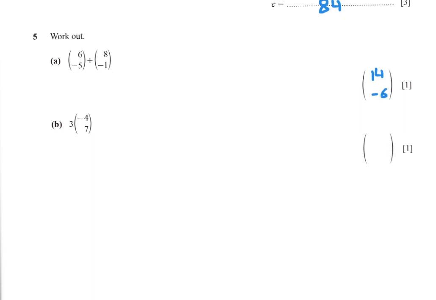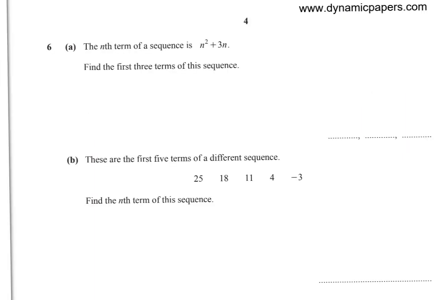So 14, negative 6. When you multiply any number by a vector, multiply the number by each of the x displacement and y displacement. So 3 times negative 4, negative 12. 3 times 7, 21.